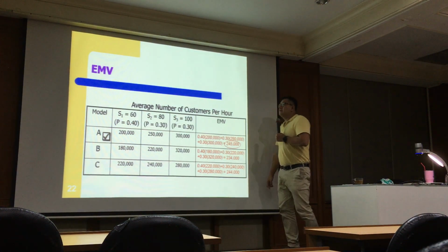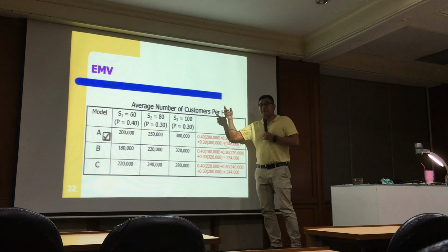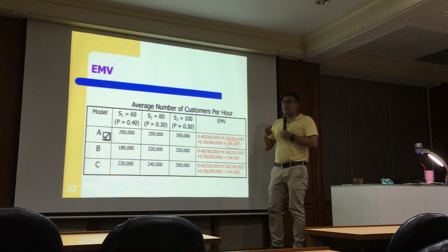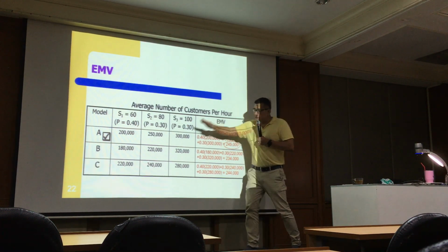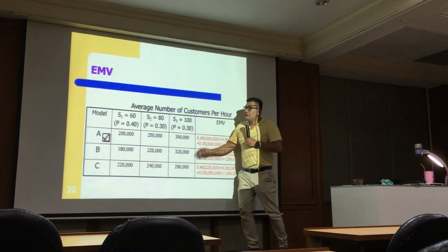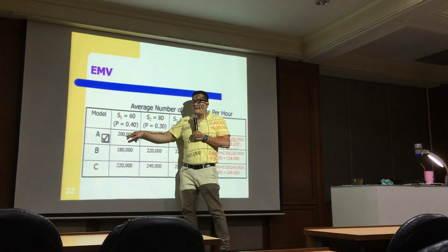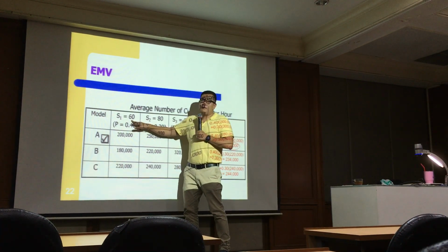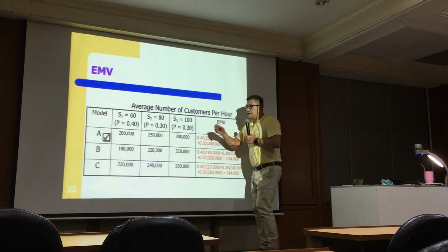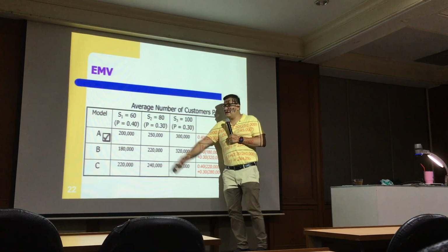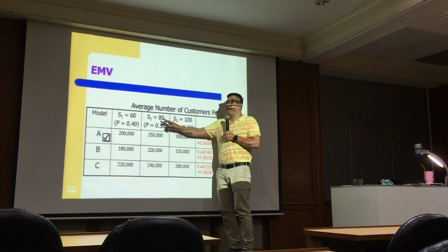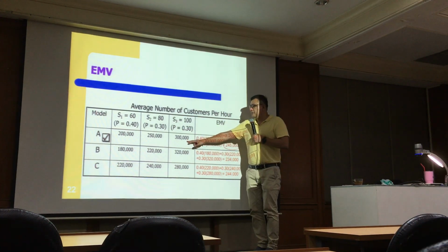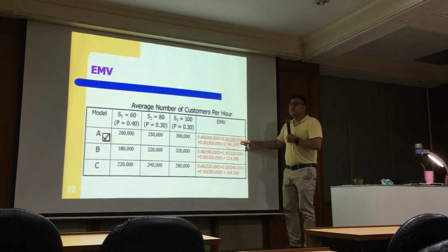The way that we analyze, we use the concept of EMV. EMV comes from expected monetary value. The way that we calculate it, for each alternative, we're going to multiply the payoff by the probability of that outcome and sum up. So in this case, EMV for the first alternative is going to be 200,000 multiplied by 0.4 plus 250,000 multiplied by 0.3 plus 300,000 multiplied by 0.3, something like that.